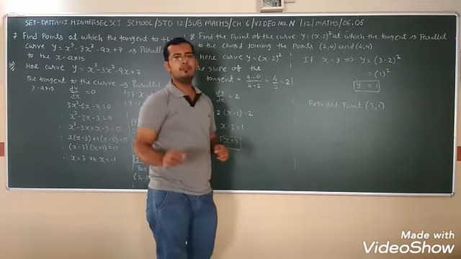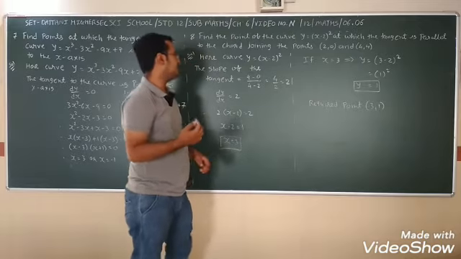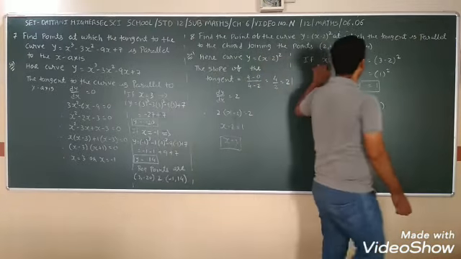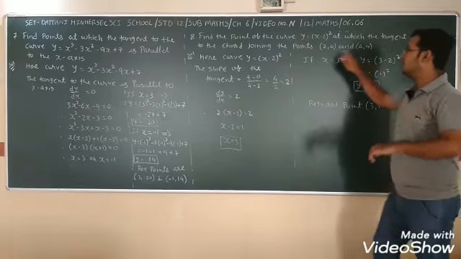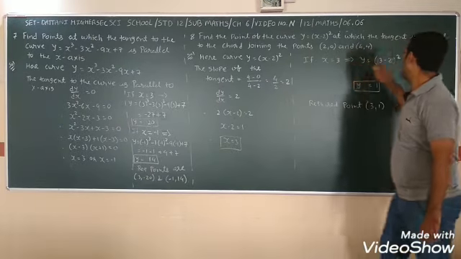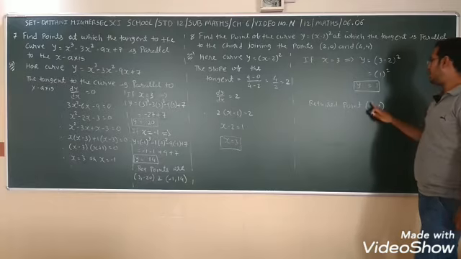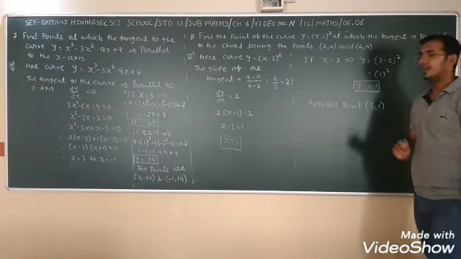So we get the value of x. Now we can easily find the value of y. Put this value in the curve. If x is equal to 3, then y is equal to 3 minus 2 all square, 3 minus 2 is 1, square is 1. So the required point is (3, 1). That is our final answer.